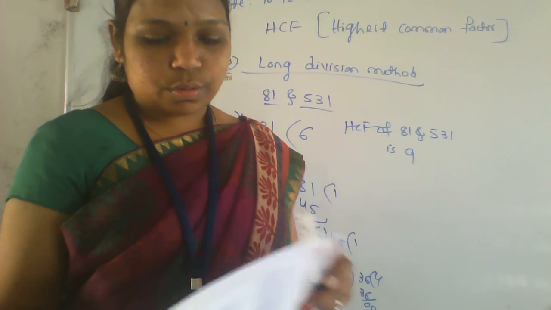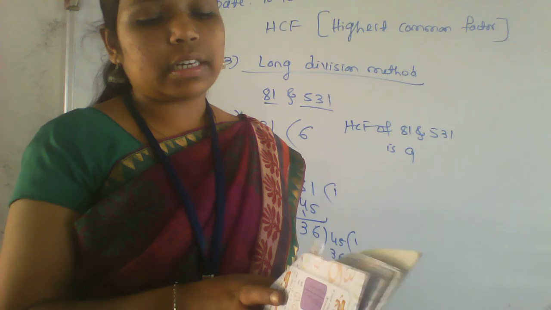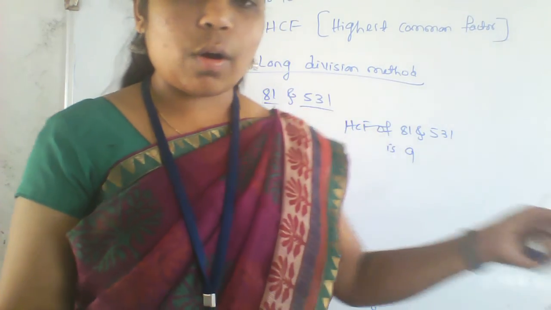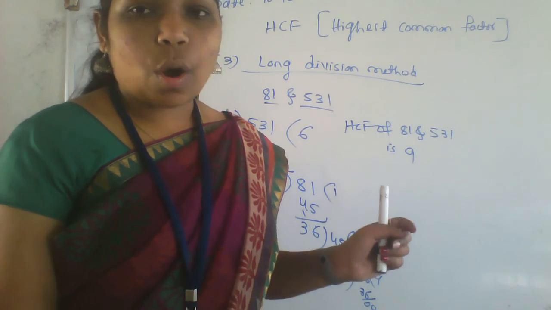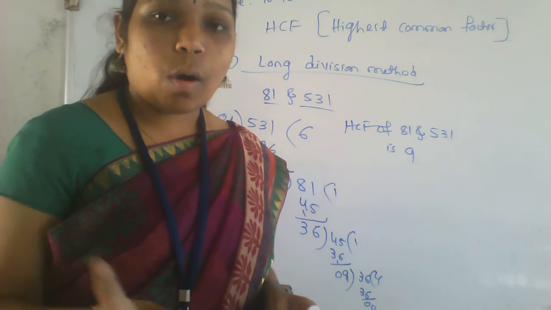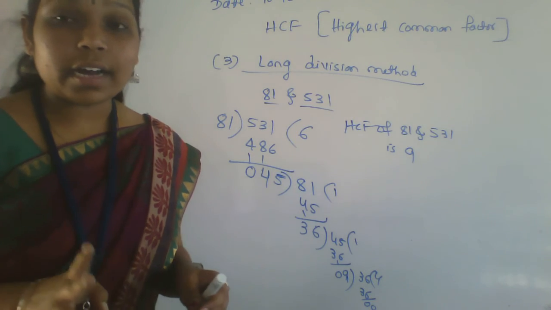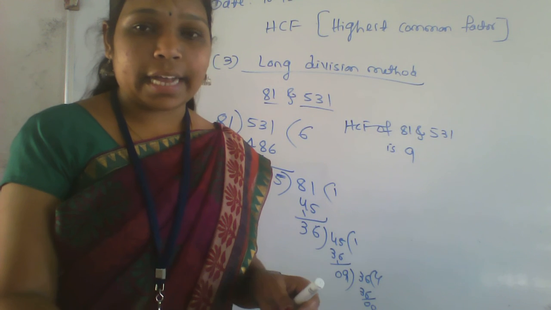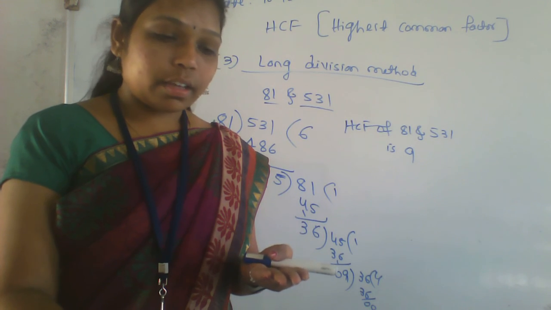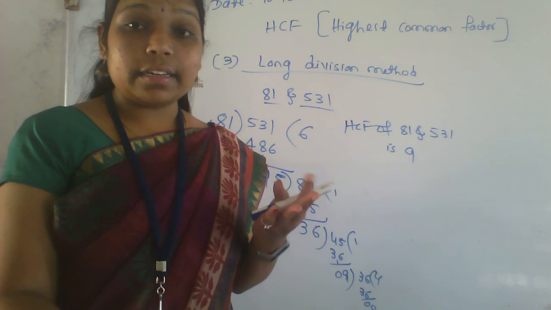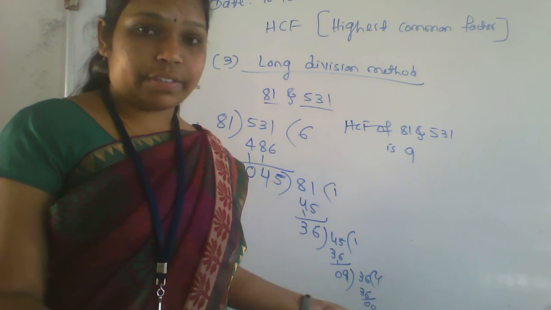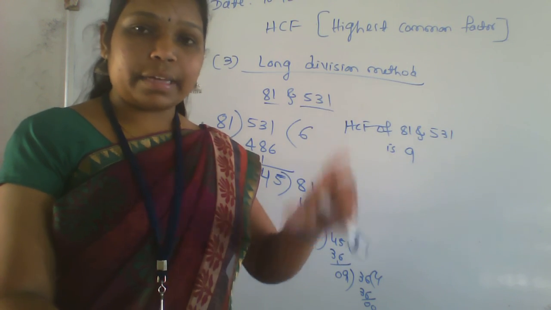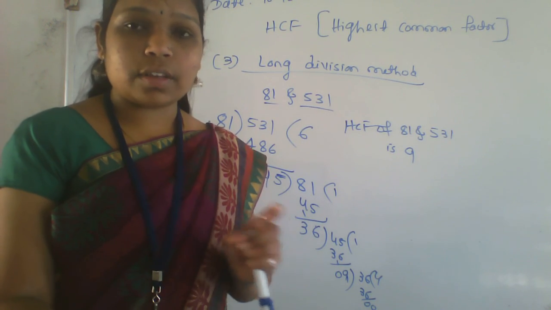Okay, so what is the homework? You have to write all the methods. I gave all the examples on the board, right? You have to write all three methods to find the HCF of the given numbers in your HW, and also give the example. First one is the short division method, then the prime factorization method, then the long division method. I gave an example also. So write those examples and methods in your HW. That is the homework for you.